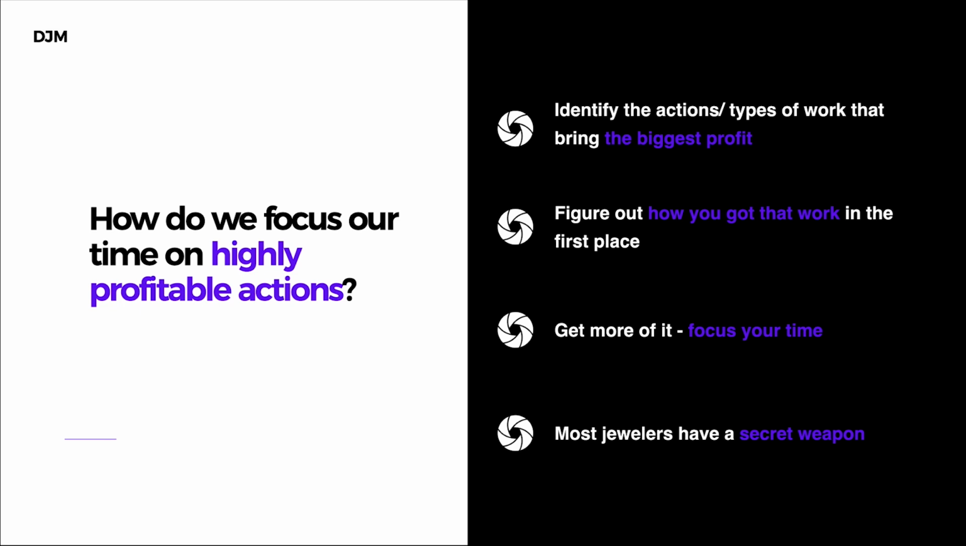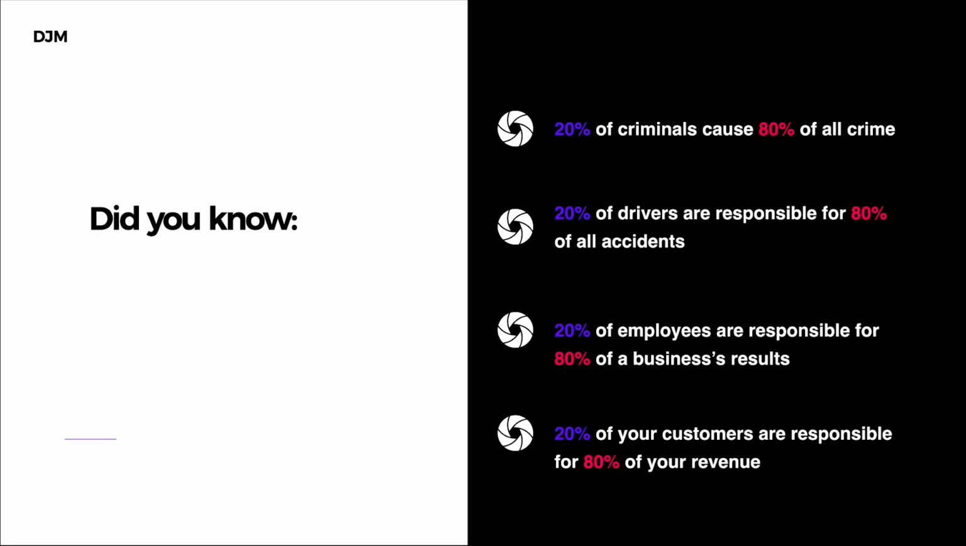So how is it that we focus on the types of work that bring the biggest profit, and how do we start thinking in this direction? I want you to think about this. Did you know that 20% of criminals cause 80% of all the crime? Or how about, did you know that 20% of all the drivers are responsible for 80% of all of the accidents?